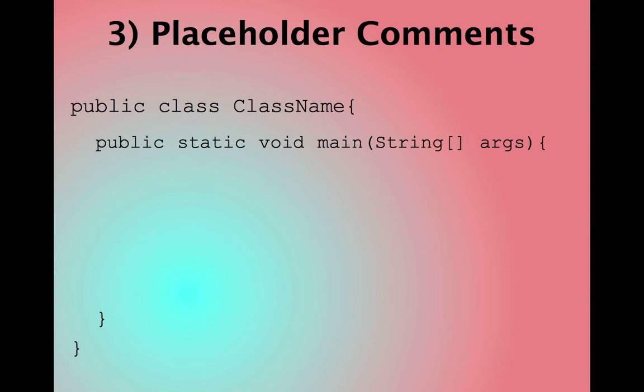Then we will put in some placeholder comments. And the purpose of these placeholder comments is to indicate to us the specific places in the code where we would like to add certain types of other code later.